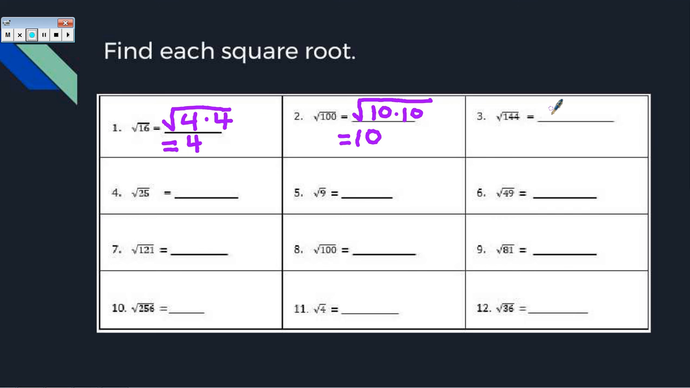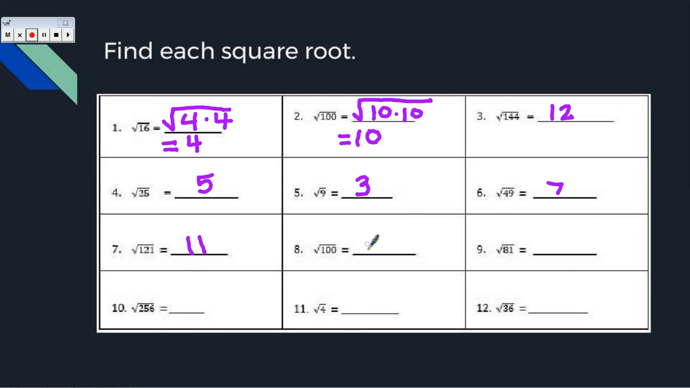So in problem number 3, the square root of 144, 12 times 12 gives us 144, so that means that the square root of 144 is 12. Square root of 25 will be 5. The square root of 9 is 3. Square root of 49 is 7. The square root of 121 is 11.